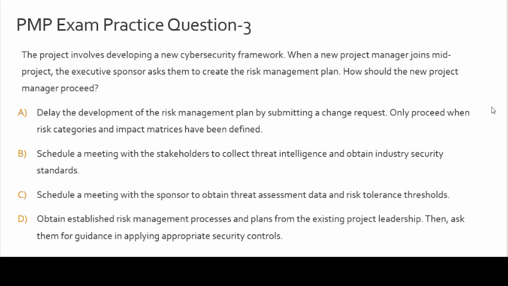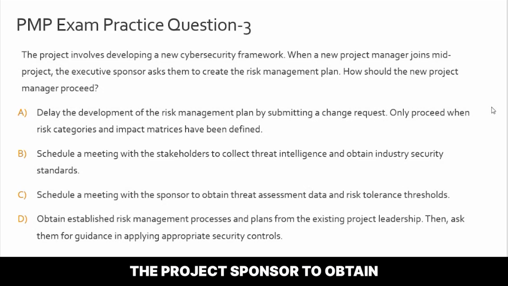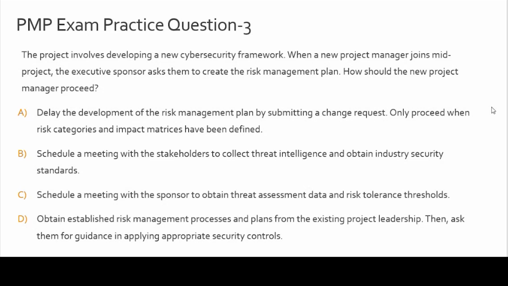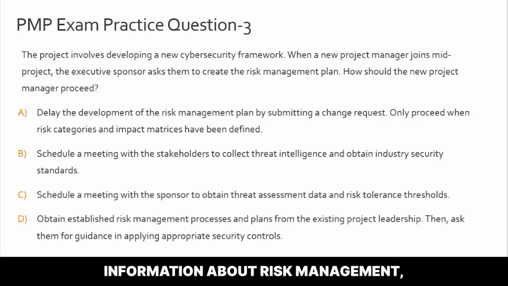Let's look at option C. Scheduling a meeting with the project sponsor to obtain threat assessment data and risk tolerance threshold. Okay, now outright, whenever you are scheduling a meeting with the project sponsor, that is escalation, and for 99.99% of scenarios in the PMP exam, these types of options are generally incorrect. Okay, now let's look at the rationale for this question and why option C is incorrect here. Although the sponsor input is crucial, the sponsor may not be the best initial source for detailed technical and procedural information about risk management, right?